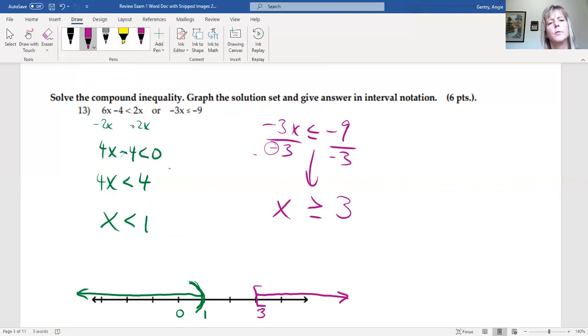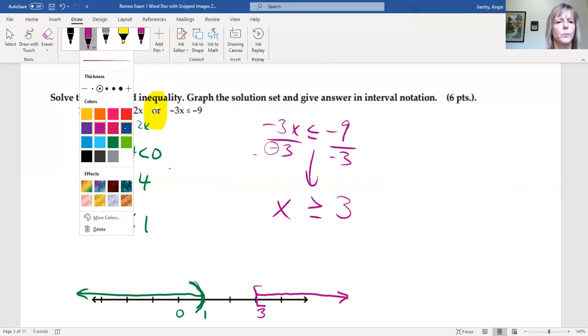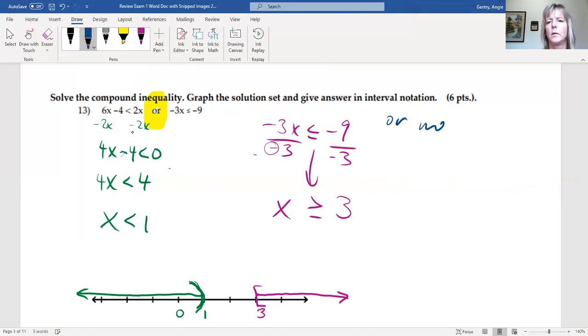And then you have to say, now what is my final answer? And your final answer does depend on this "or." It really does. And when it says "or," you need to say "or" means union. Or means union. Union is anything shaded.